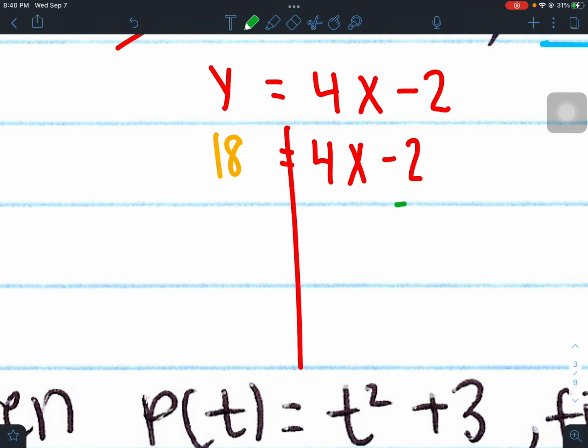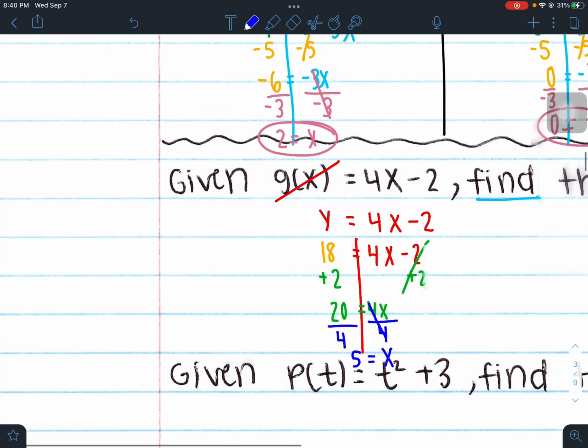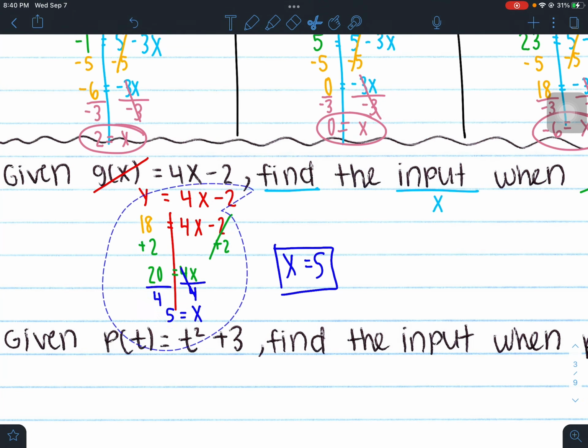The first step in order to solve for x here is we're going to add 2 to both sides. Negative 2 and positive 2 make 0. And then we have to add 2 to the other side as well, which gives us 20 equals 4x. Our last step to get x by itself is to divide both sides by 4, because 4 is attached by multiplication. 4 divided by 4 is 1x, and then 20 divided by 4 is 5. So did we answer the question? What did they want us to find? They wanted us to find the input, find x, which we did. So our answer here is x equals 5.